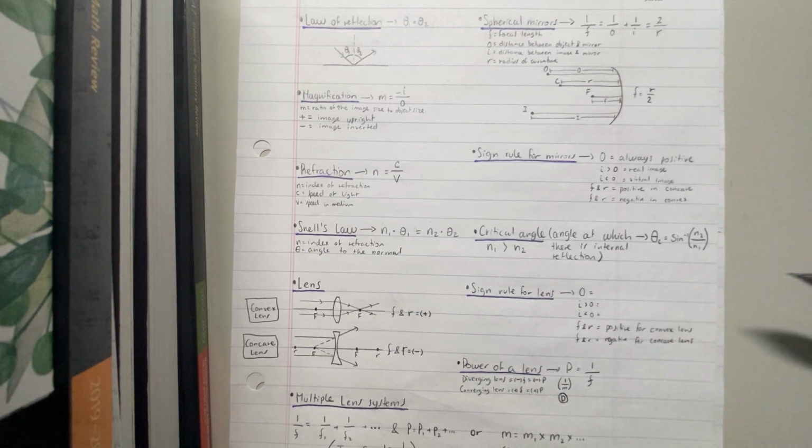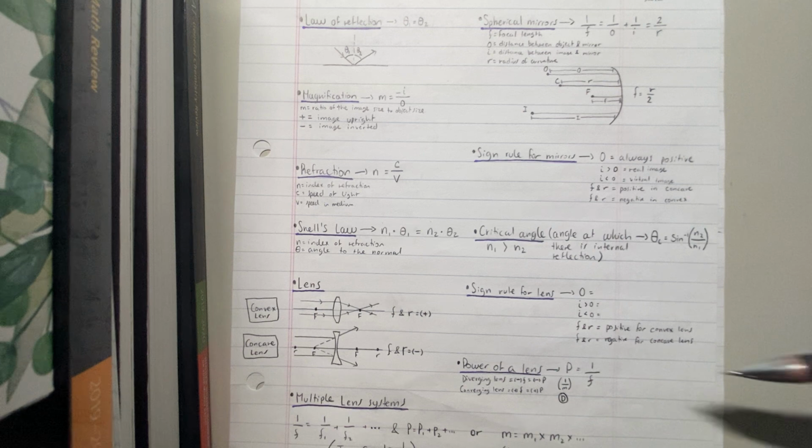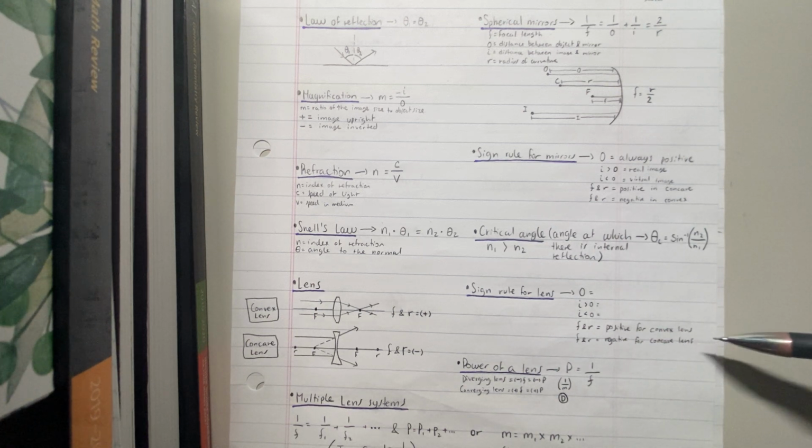So here's the sign rule for lenses. These ones stay the same. F and R, they're basically switched. So positive for a convex lens, converge. Negative for a concave lens, diverge.